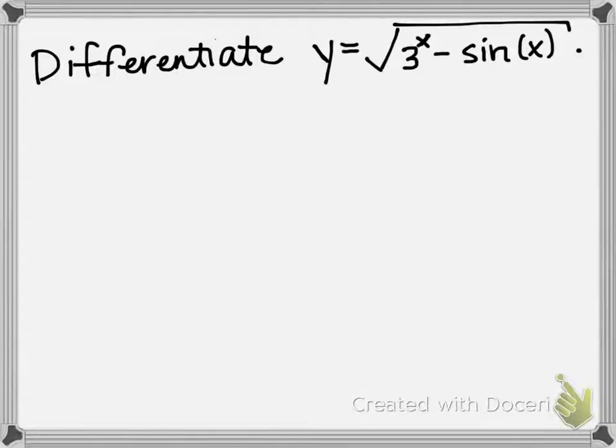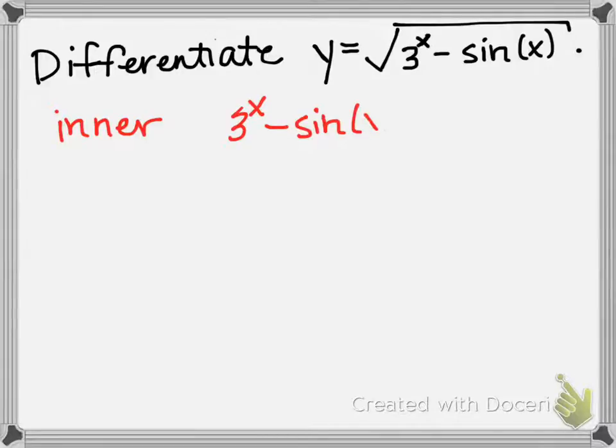Because if we were going to compute what y was at a particular x value, we would have to compute 3 to the x minus sine of x and get that answer. Then our very last step would be to take that answer and input it into the square root function. That would be our last step. So, since we have a composition, we know that we would take 3 to the x minus sine of x, get that answer, and then input it into the square root function.